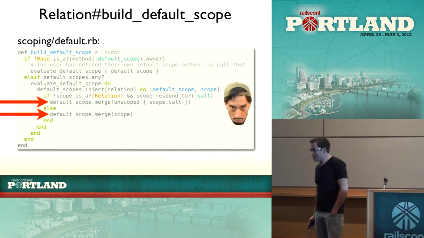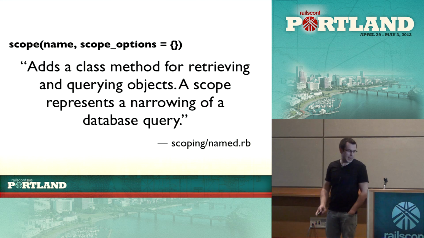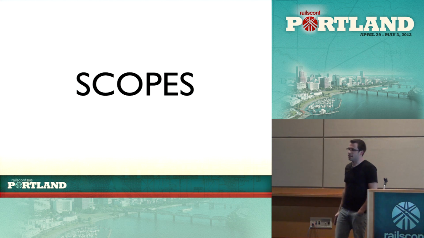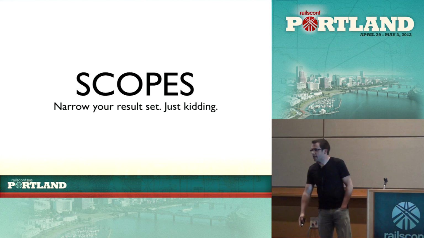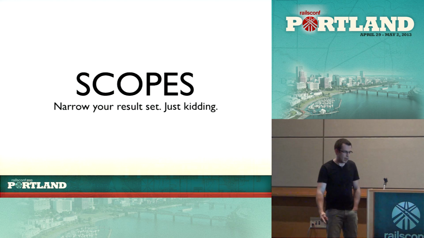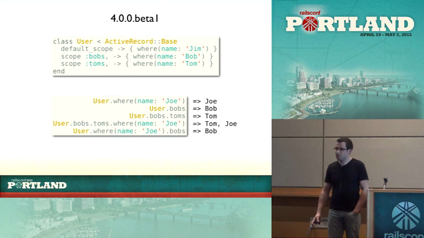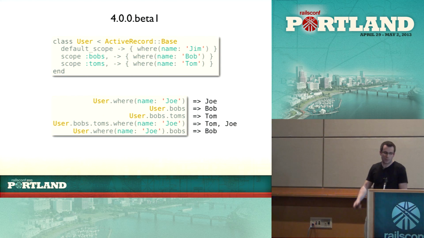So anyway, here's some documentation about scope, speaking of scope. It adds a class method, right? And it's supposed to narrow your database query. So scopes narrow your result set. Just kidding. They don't do that at all. Now they do actually in Rails 4, and Rails 4 RC1 anyway. But as of 4.0 beta 1 and anything prior, this is the behavior that you have. You have let's say, a default scope, a Bob's scope, a Tom's scope. And if you chain these things, all you ever get back is the very last one, right?